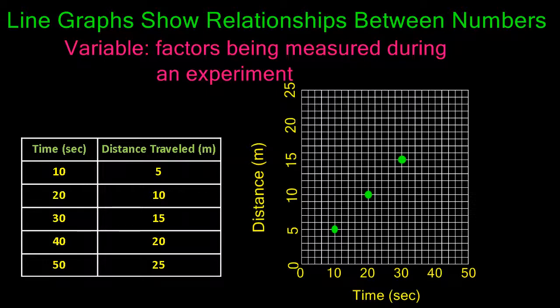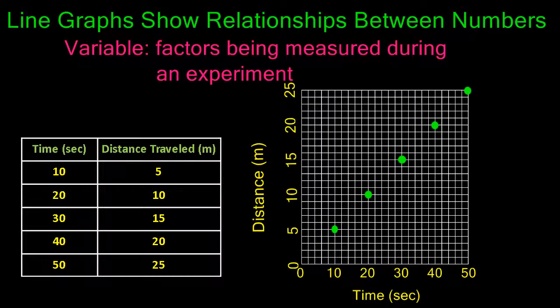When we look at the fourth data set, we see that we need to move over 40 seconds on the x-axis, and we need to move 20 meters up on the y-axis. That gives us our fourth data point here. The last data set is 50 seconds and 25 meters. So we need to move over 50 seconds on the x-axis all the way to the right, and 25 meters up on the y-axis all the way to the top. There's our fifth data point.